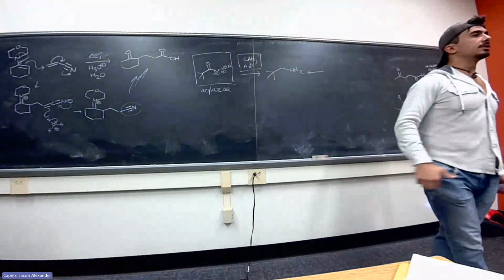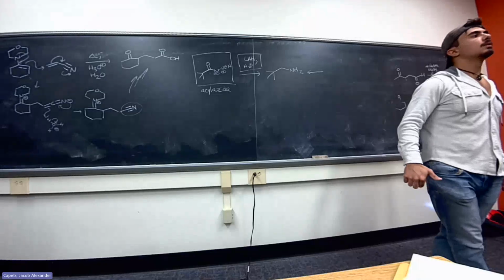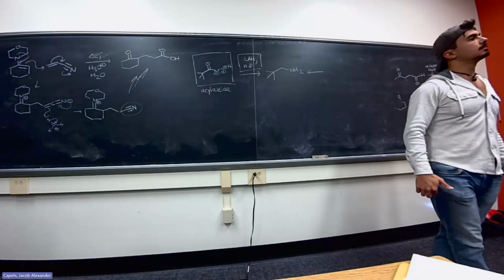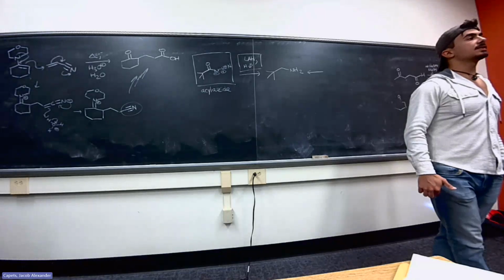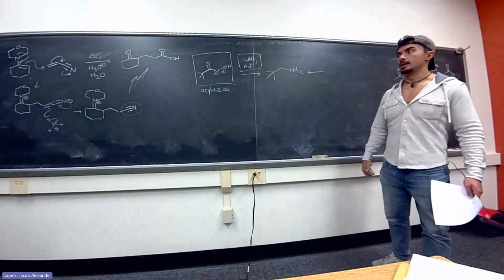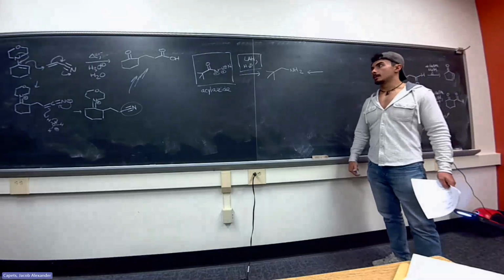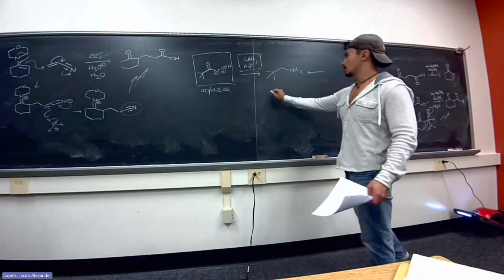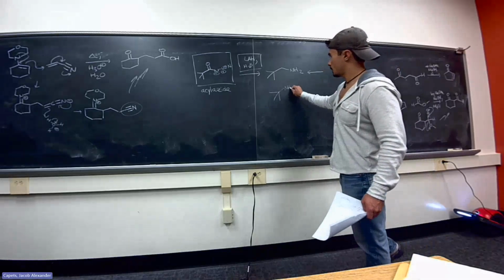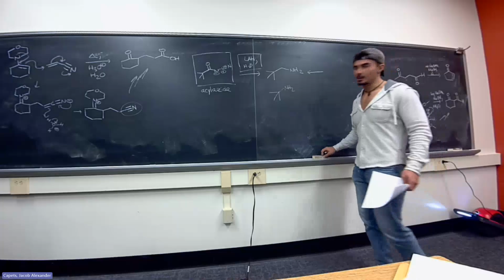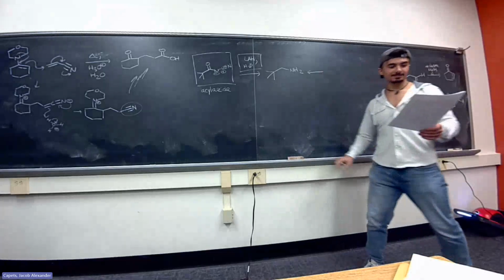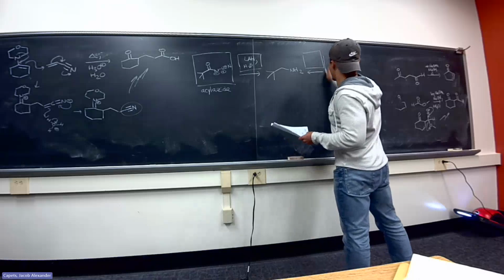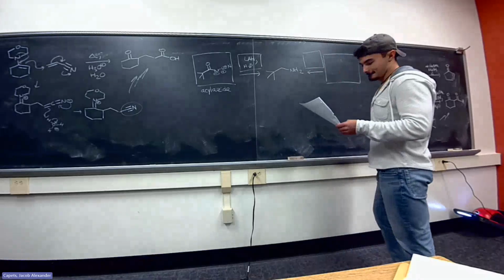LAH does the reduction. Don't need to know the mechanism for it. Why is it not Curtius? Curtius would give you the isocyanate. And then you add the water, and you wouldn't get this amine. You would get the traditional way that we have to reduce it.